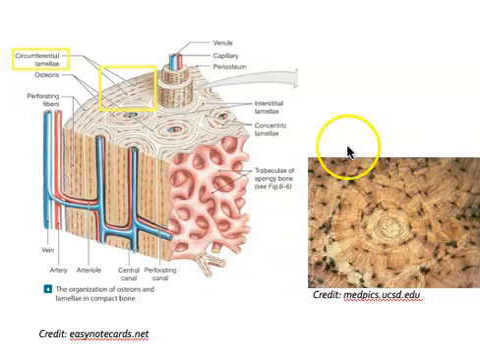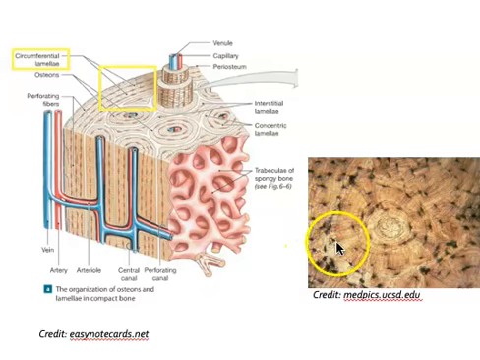In the micrograph over here, the image that was taken under the light microscope, we can see a nice osteon right here with concentric layers, concentric lamellae inside. Here's the central canal. Here's another partial osteon right here. And here's another one right here.